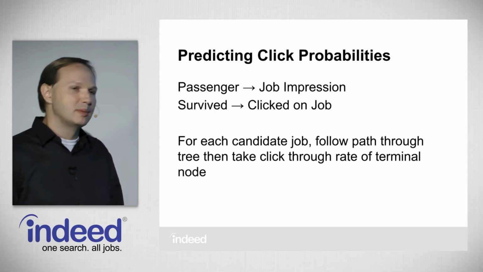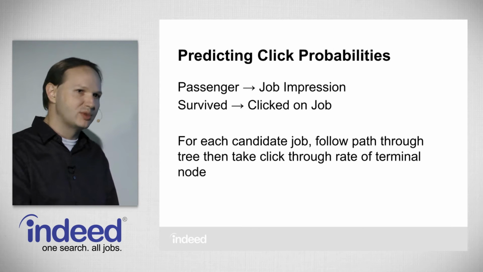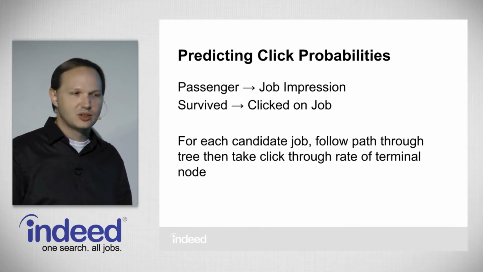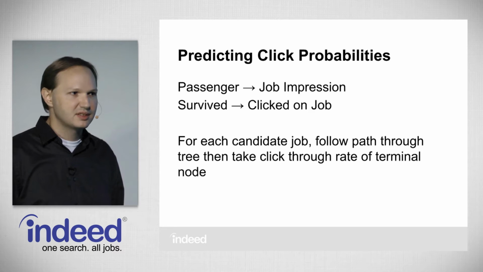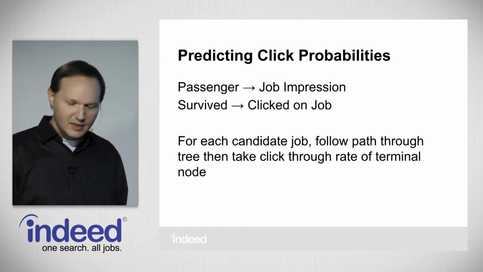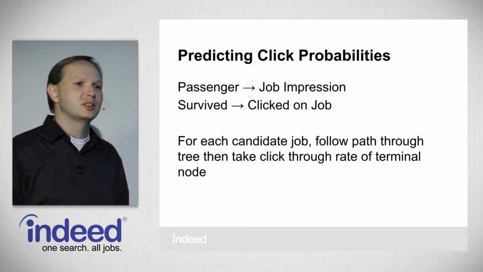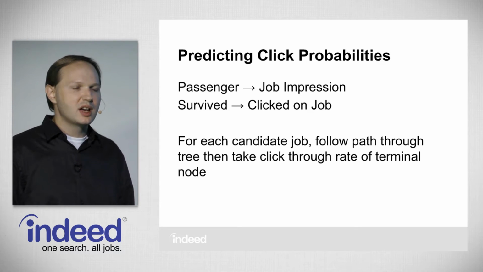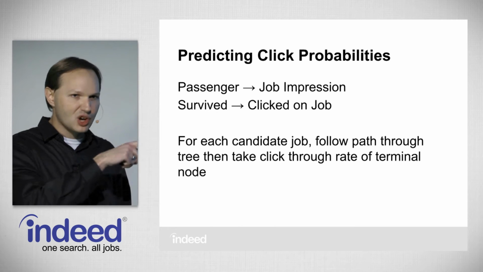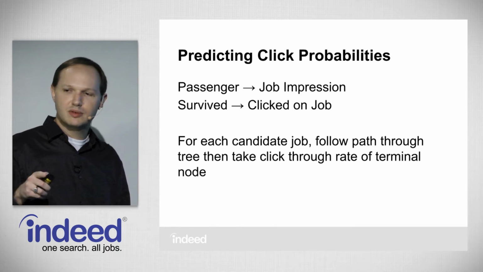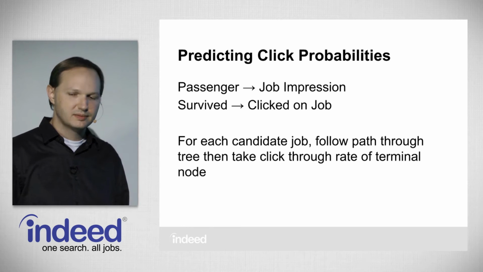So what does this have to do with the problem of predicting which jobs users are going to click on? Well, it actually turns out it's the same exact problem in a different form. Consider the passengers' impressions on these jobs, meaning we showed that job to that user. And the clicks, those are the jobs that survived that process. Once we build a decision tree using that data, if we want to give a job a score to predict whether it would be clicked on or not, all we have to do is follow the characteristics of that job through a tree until we figure out what its click-through rate was.